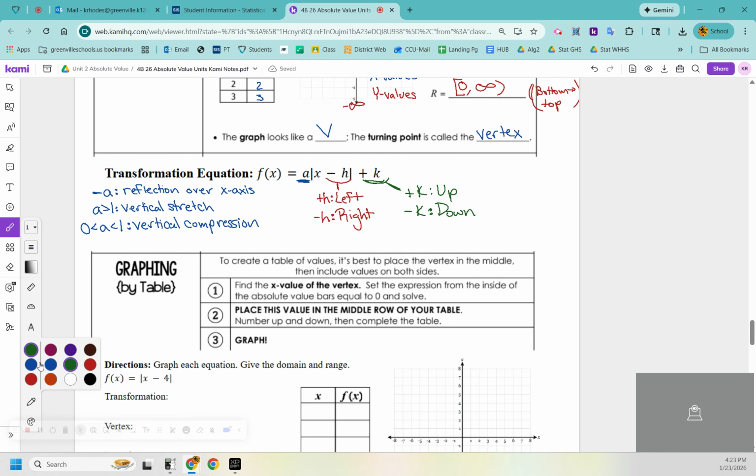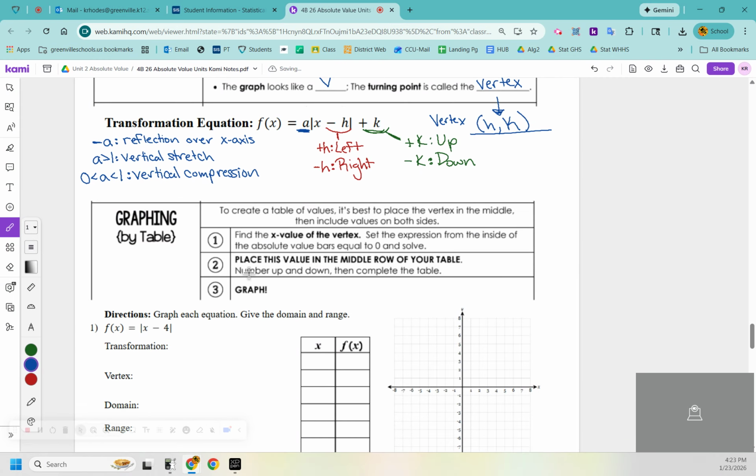The biggest thing to know, the biggest key feature, is your vertex. And from your transformation equation, it is (h, k). That is your vertex. And remember, h is going to be opposite of what you see. I'll show you some examples.